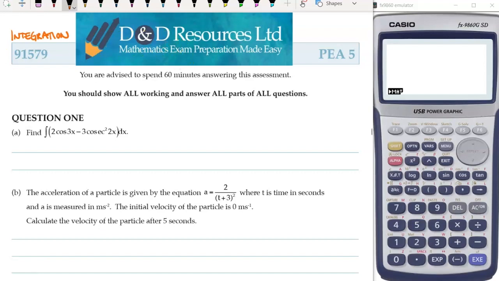So this one is looking at the worked solutions for the integration standard, and it's practice assessment number 5.